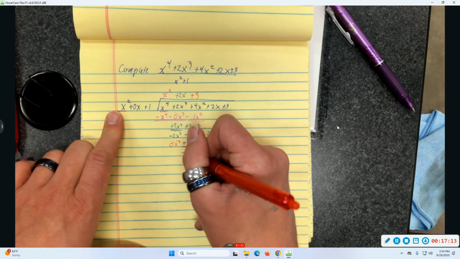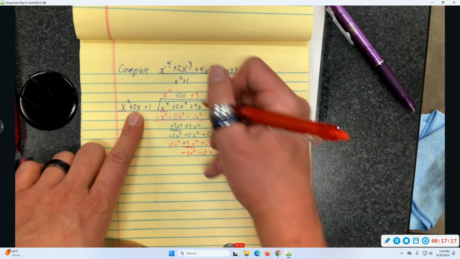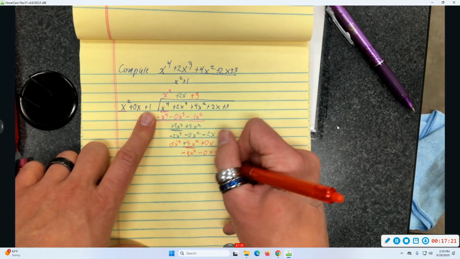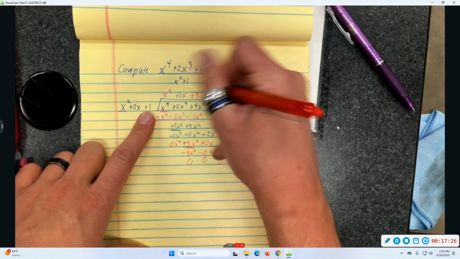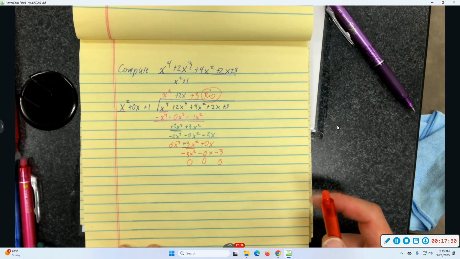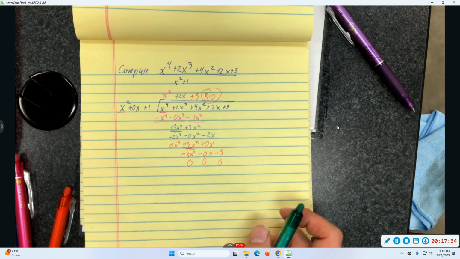Minus 3x squared minus 0x. 3 times 0x is 0. 3 times 1 is 3. Subtract that result. Cool. So the remainder term is 0, which is what we said it should be. Nice. So there's the polynomial long division way of doing this. Neato.